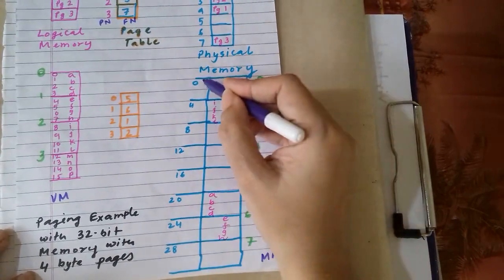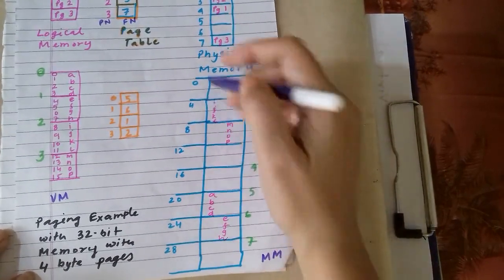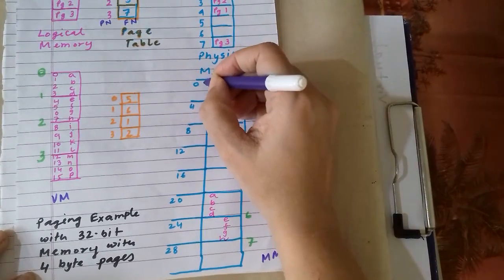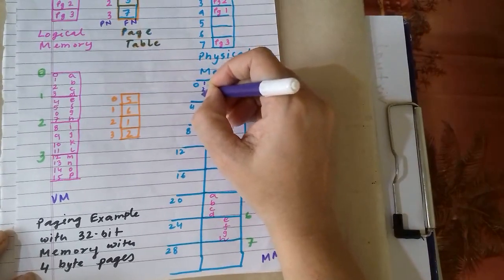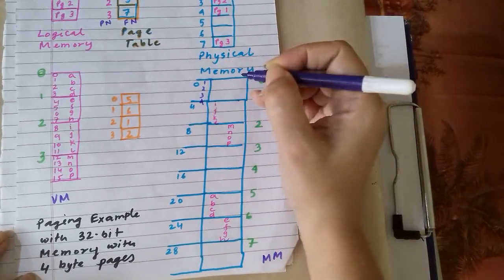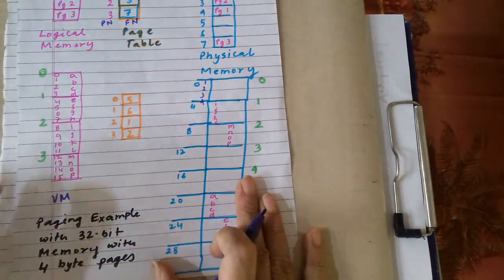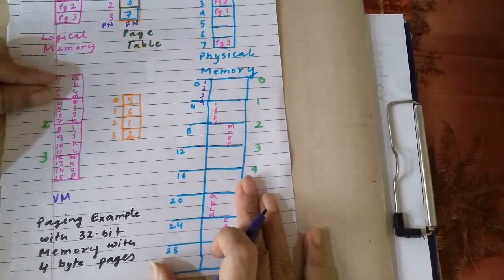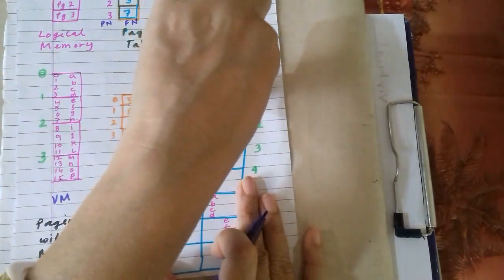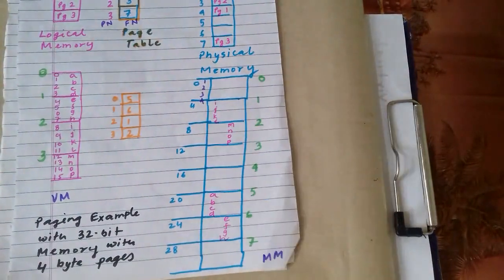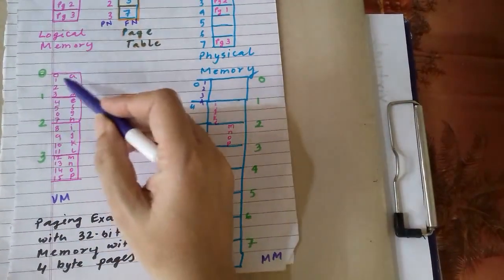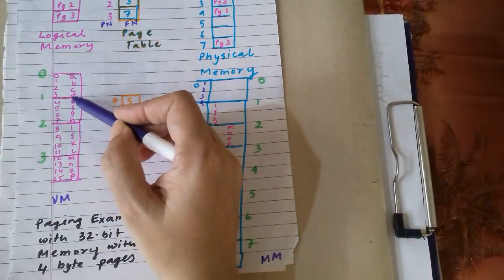So in main memory also, one frame can hold how many bytes? 1, 2, 3 and 4. Because page size is equal to frame size. So if one page in virtual memory consists of 4 bytes, one frame in main memory will also consist of 4 bytes only. So we can see here in 4 bytes what is stored, ABCD.